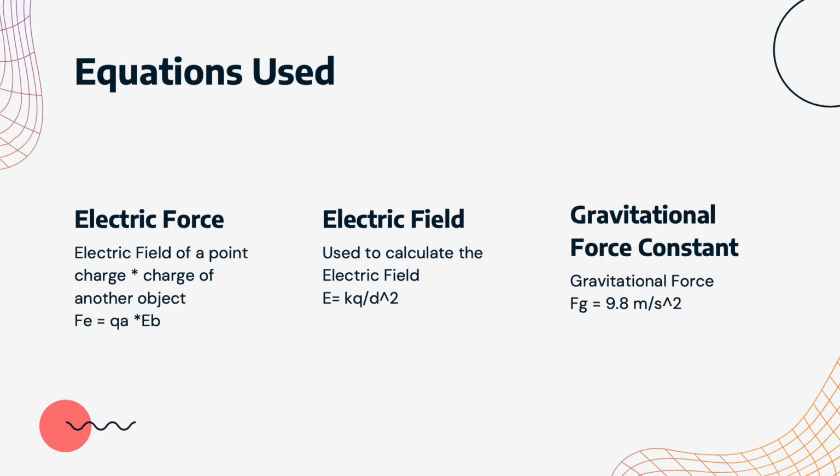So second, equations. When we're talking about the equations we use 3 main equations. The first is the electric force equation. The electric force equation is the electric field of a point charge times the charge of another object, which would be Fe equals Qa times Eb. Next, we use the electric field equation, which is used to calculate the electric field. And this is E equals Kq divided by d squared. And finally, we use the gravitational force constant. So the gravitational force constant is Fg equals 9.8 meters per second squared.